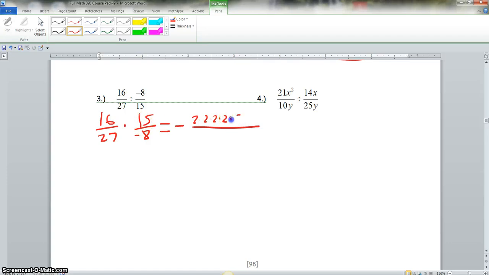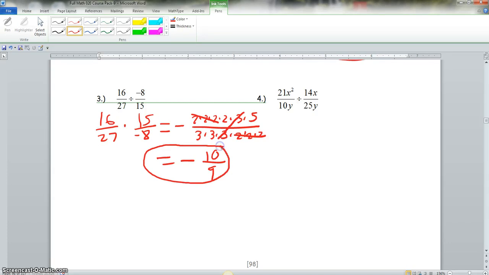So now, we would take the prime factorization of 16, which we know is 4 2's, and the prime factorization of 15, which is 3 times 5. The prime factorization of 27 is 3 3's, and the prime factorization of 8 is 3 2's. So now we simplify. Now we have 3 sets of 2's in common. We have 1 set of 3's in common. So our final answer we know is negative 2 times 5 is 10, and 3 times 3 is 9. So it's negative 10/9.